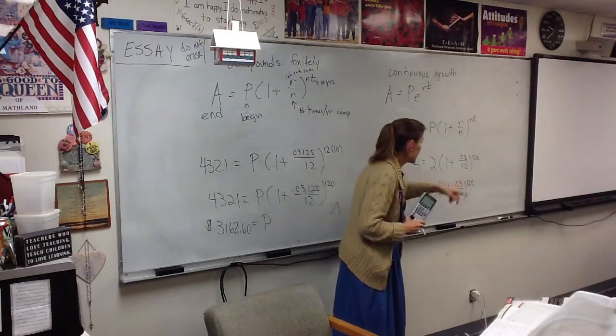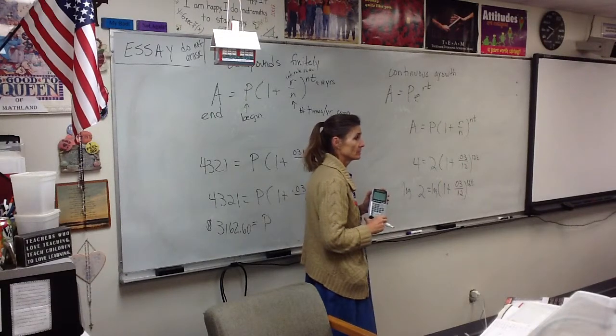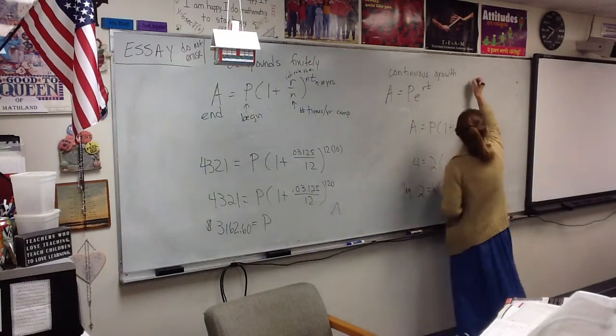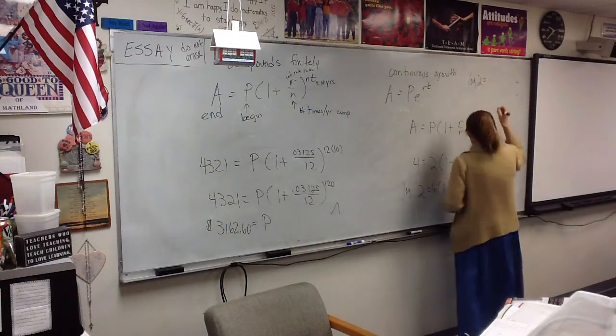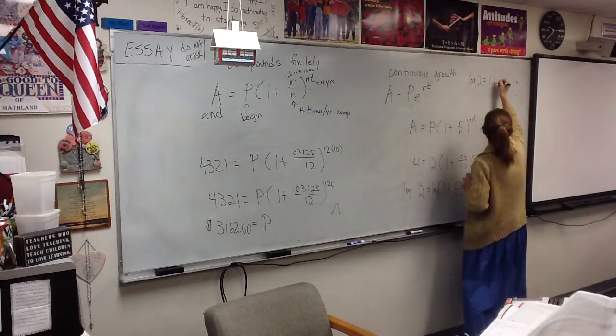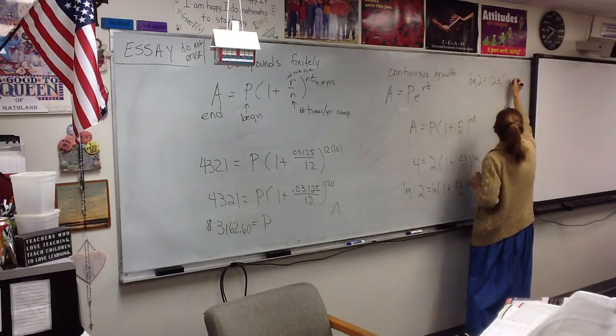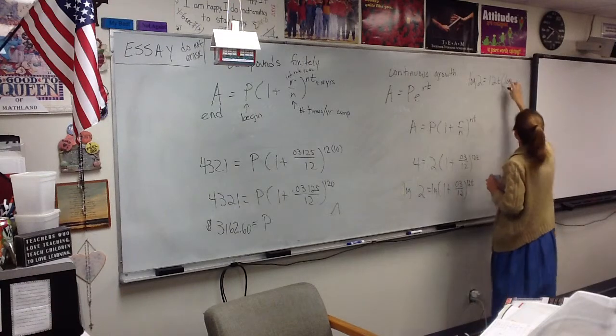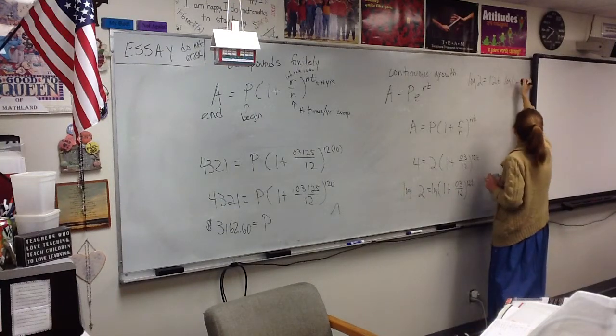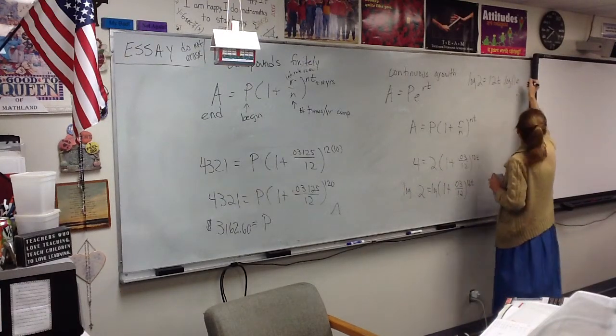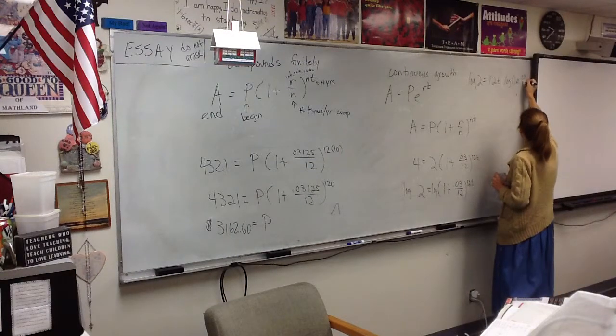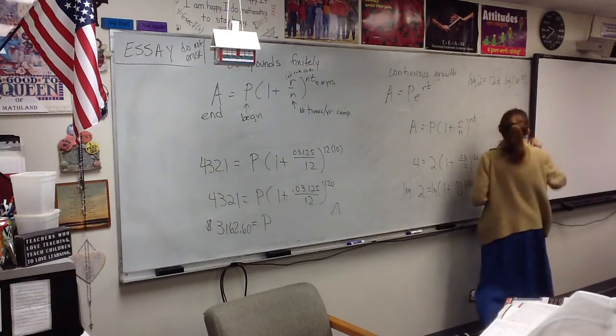What happens to the exponent? It goes to the front. So I have the log of 2 equal to 12t times the log of, I guess those parentheses, 1 plus 0.03 over 12.